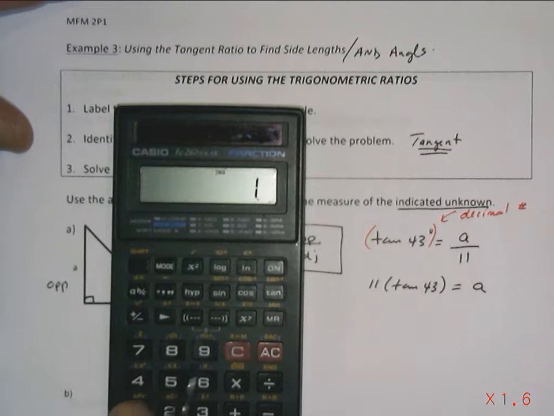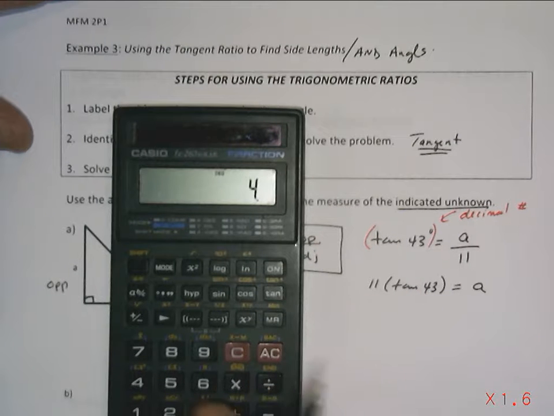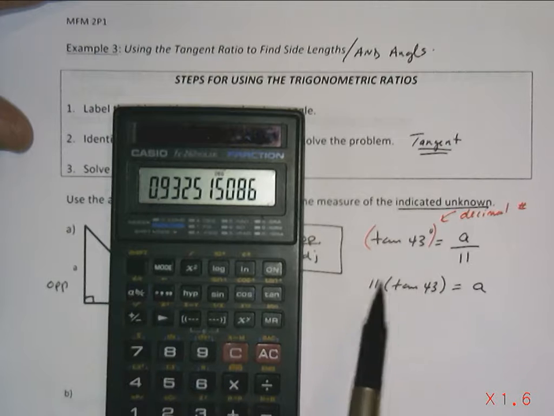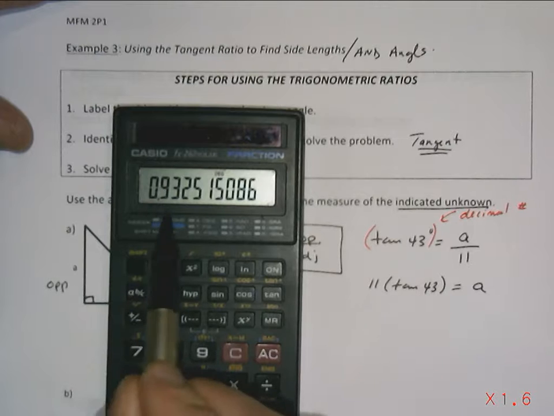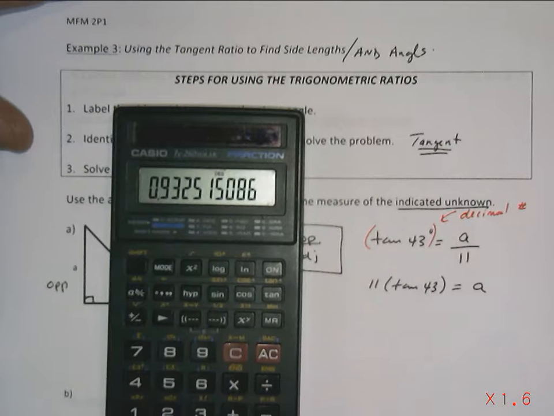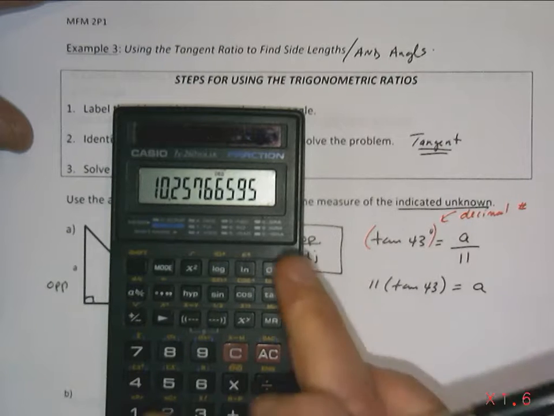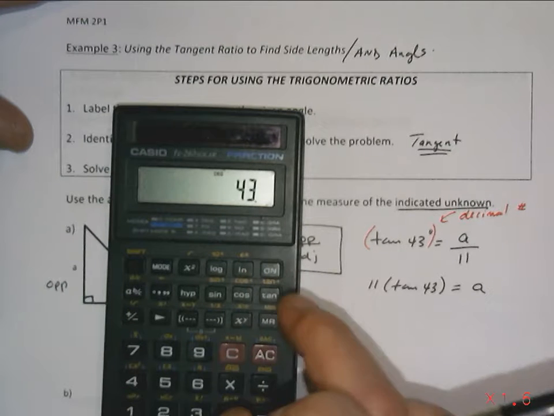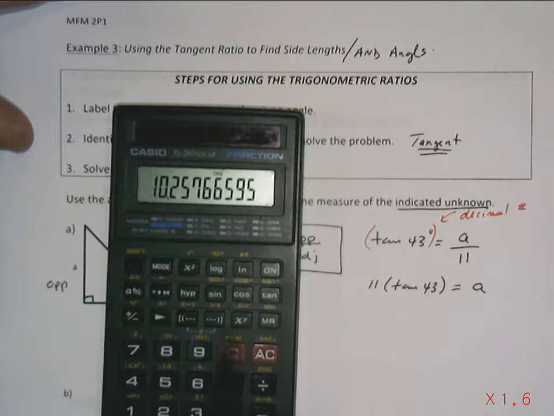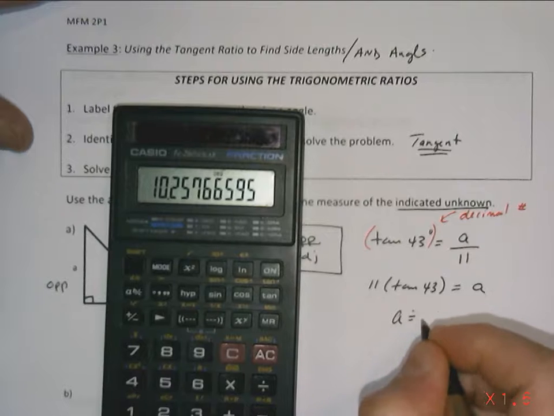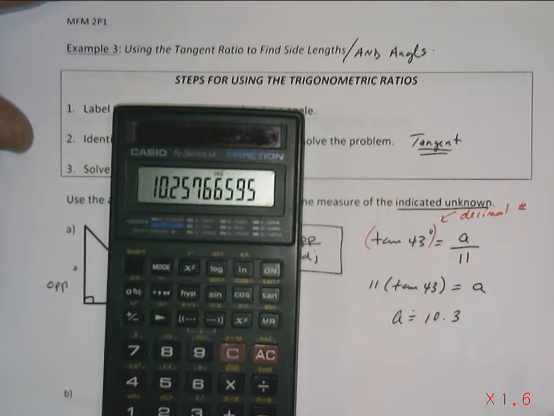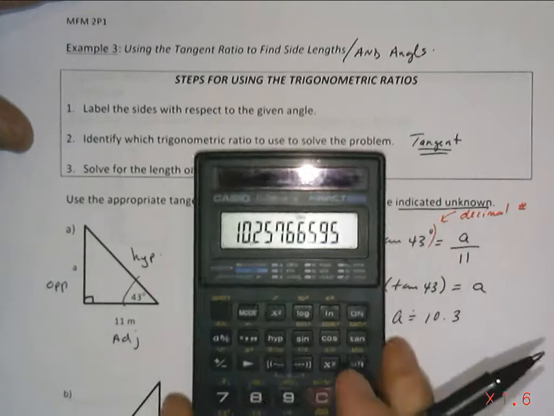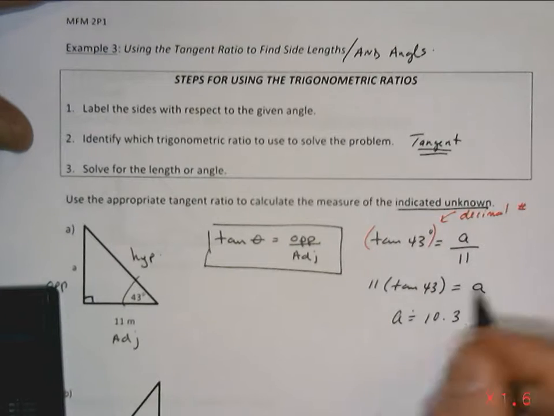And then I can do this any way I want. I can do 11 first times 43 tan. Now be careful. That is not the answer to 11 tan 43. That's just tan 43. I need to hit equals. So once again, 11 times 43 tan equals, and my answer is going to be approximately 10.3. They haven't told me what to round to, so it's up to me, and I think one decimal place makes sense, and my units are meters.